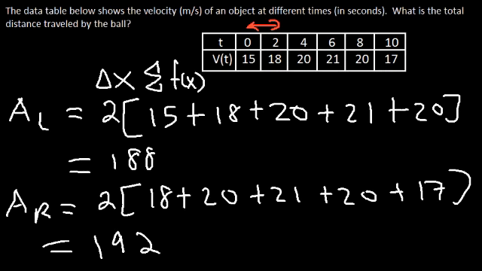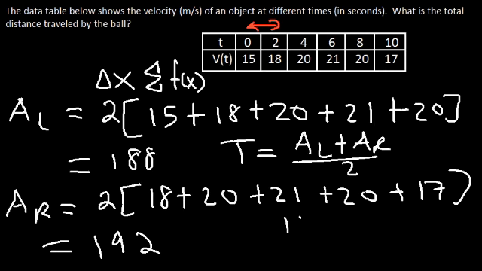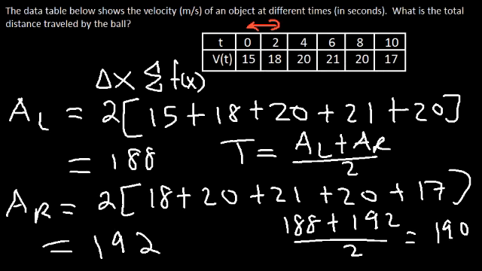Now, to use the trapezoidal rule, we can actually use the formula, or we can average the left and right Riemann sum. So if we add up 188 plus 192 and divide it by 2, we're going to get the midpoint of 188 and 192. The middle number is 190. 188 plus 192 is 380. Divided by 2, you get 190.